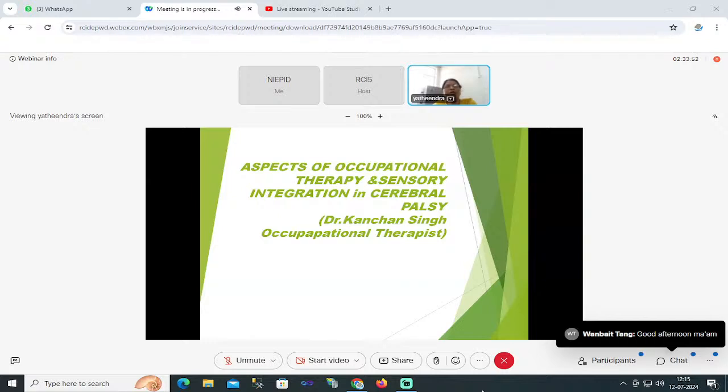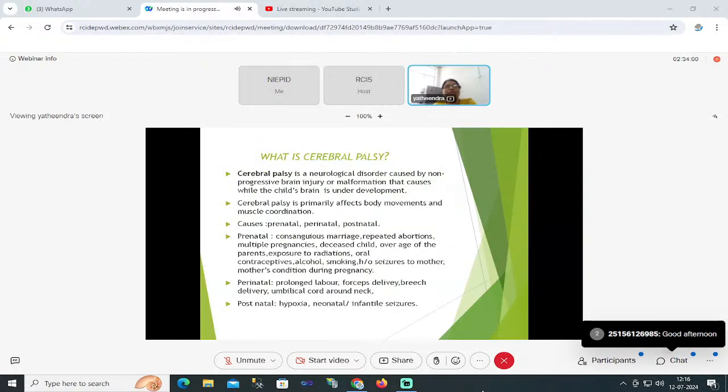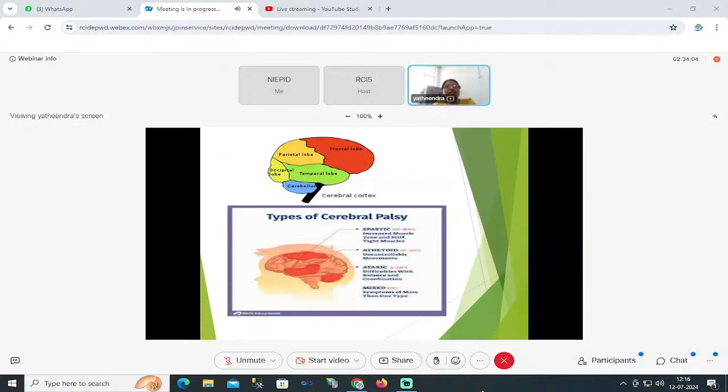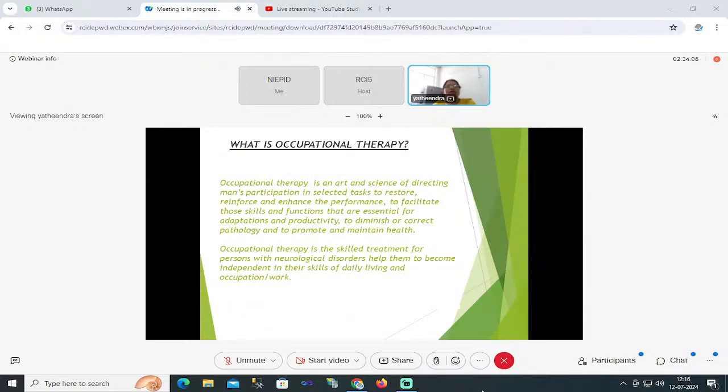I am an occupational therapist. My topic is aspects of occupational therapy and sensory integration in cerebral palsy. So you all know what is cerebral palsy. Already it is done, I think. So what is the role of occupational therapy in cerebral palsy?